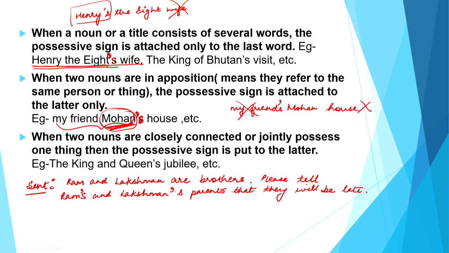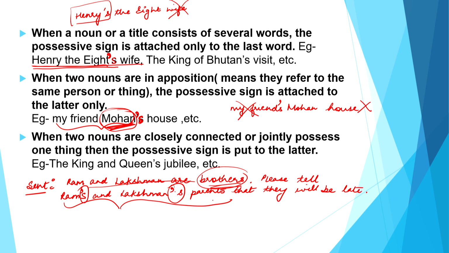Now, for example, Ram and Lakshman are brothers. Please tell Ram's and Lakshman's parents that they will be late. So, is this sentence correct? No, this sentence has a grammatical error. Here we have used separate possession for Ram and Lakshman. So, here it would mean that Ram and Lakshman have different parents, which will be wrong, because we have stated above that Ram and Lakshman are brothers. Hence, this statement will be wrong.